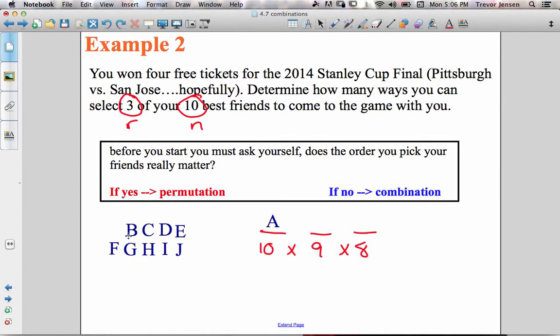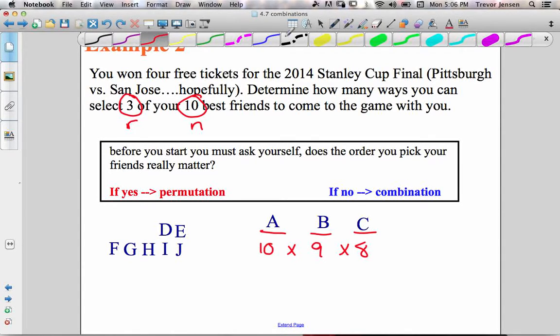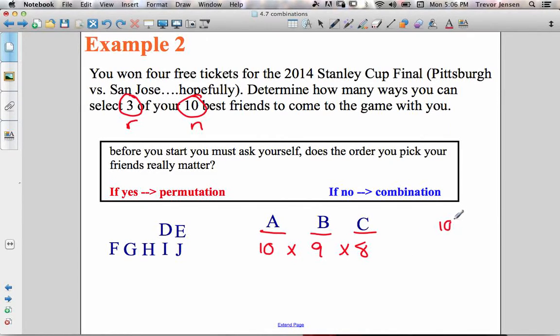So I could have chosen B for the second one, and then I had 8 left for the third choice, C. So to figure out the number of different ordered arrangements of friends I can make, I would just do 10 times 9 times 8. Okay, which would equal, I could have used the permutation formula, 10 factorial over 10 minus 3 factorial, which is 7 factorial, and that would simplify to 10 times 9 times 8.